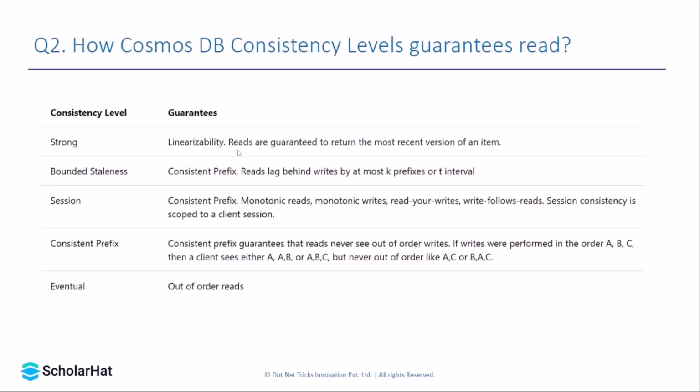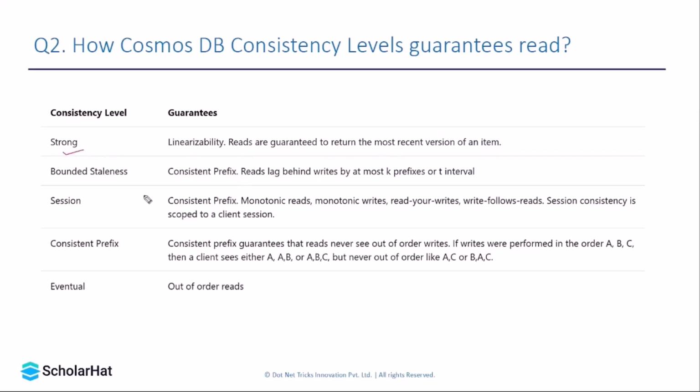So let's discuss the first one, that is strong. If we use a strong consistency level, it simply means that reads are guaranteed to return the most recent version of an item. As the name suggests, it's a strong level. So whatsoever data you read, it would be the latest one. And when I say read, it means read across all the different regions. Let's say in region 1, I updated the value of a particular record to 1. As soon as I read the value in region 2, the value would be 1 as well.